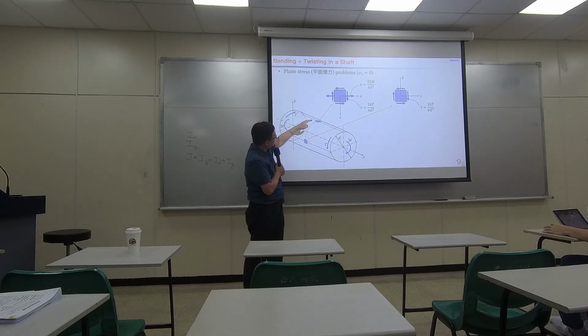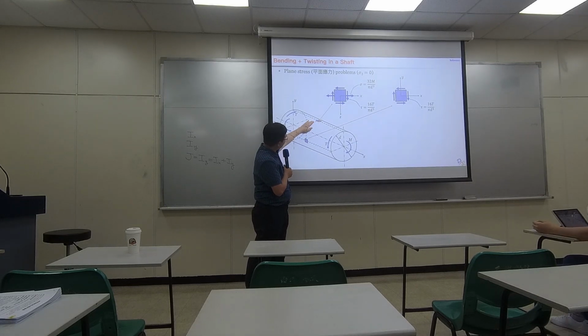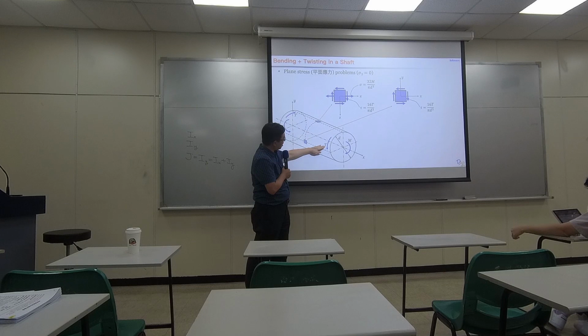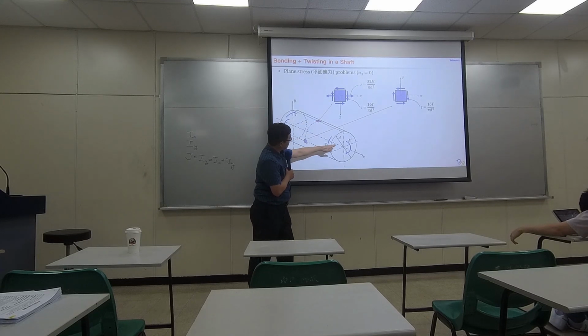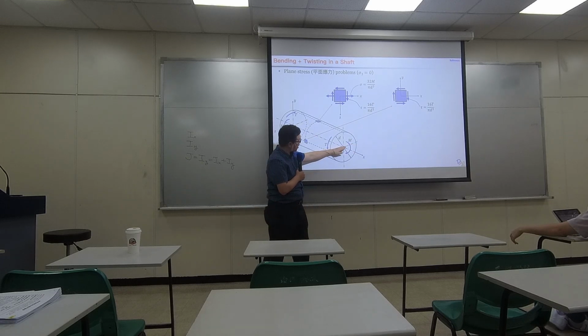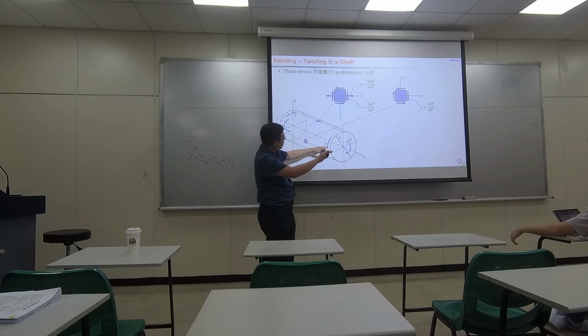Over here, it's at a maximum distance away from the neutral plane of the bending. The horizontal plane right here is the neutral plane, and we are bending the shaft like this. So at the very top, we should have the largest normal stress due to bending.